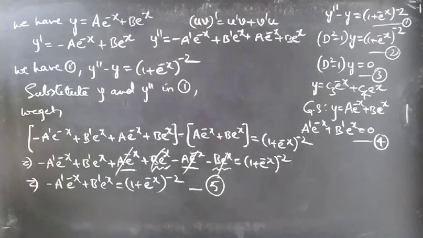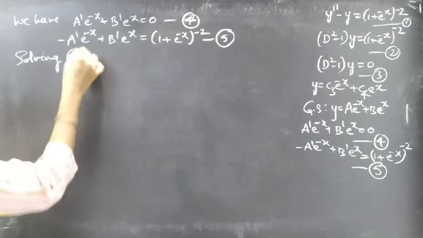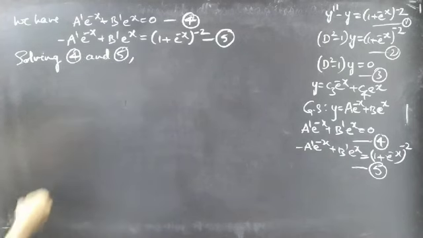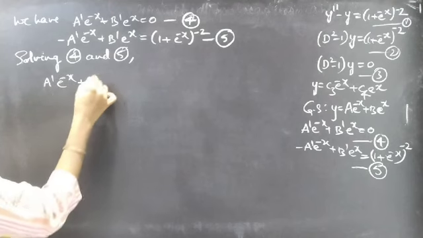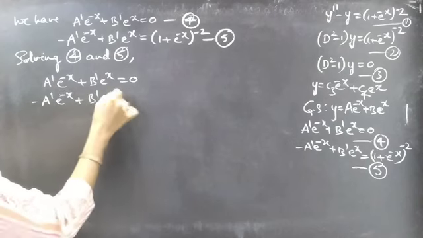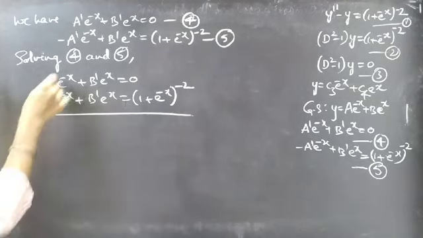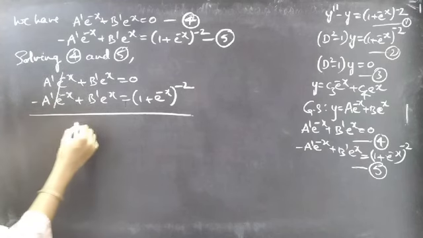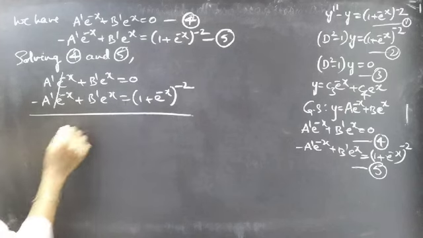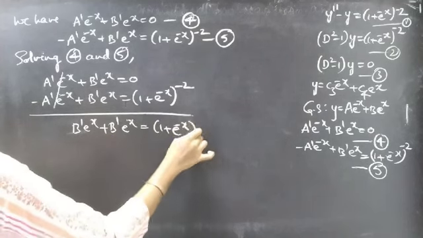Let's now solve equations 4 and 5. a' e^(-x) + b' e^x equals 0, and -a' e^(-x) + b' e^x equals (1 + e^(-x))^(-2). Here plus a' e^(-x) and minus a' e^(-x) get cancelled, and we'll get 2 b' e^x equals (1 + e^(-x))^(-2).